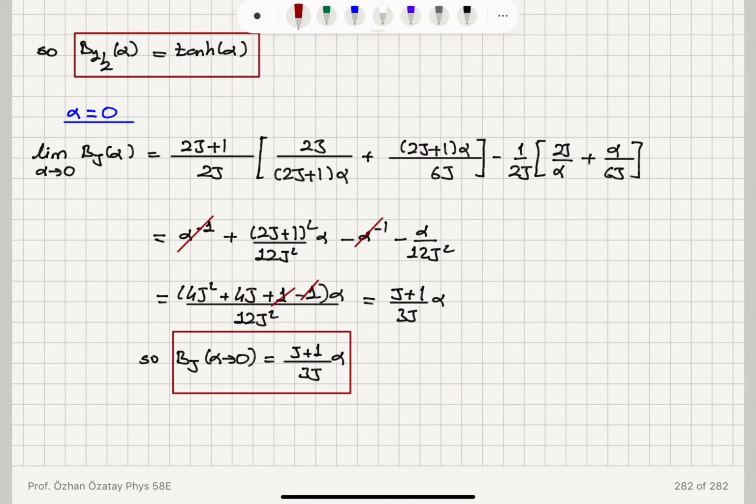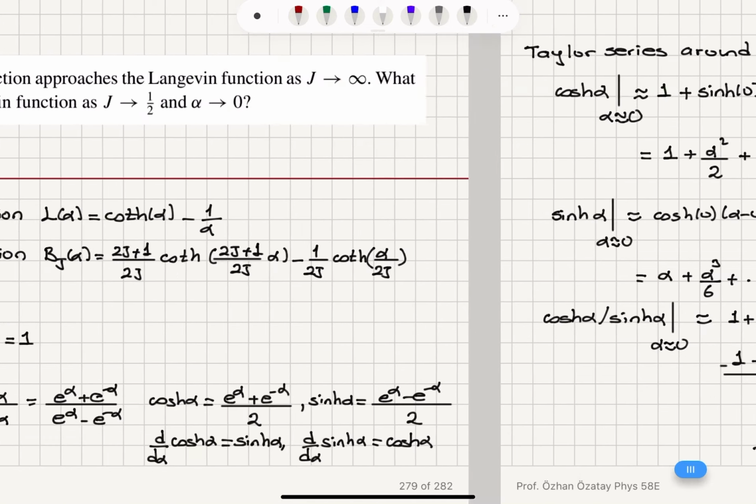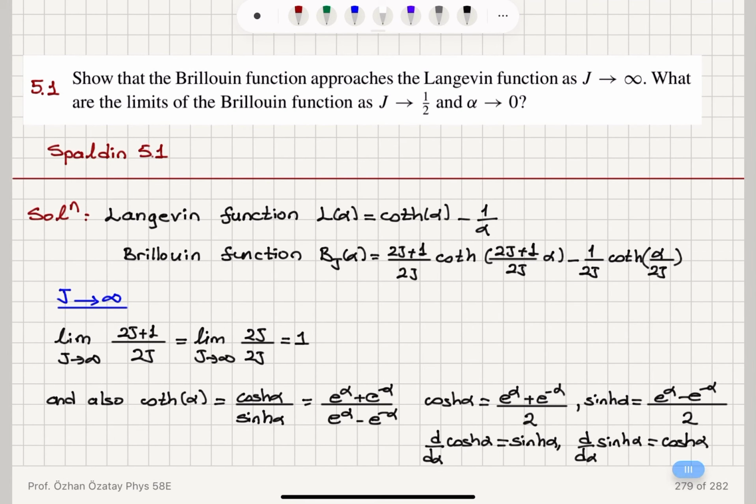All right. So in this problem, we looked at the limit of the Brillouin function in the classical case where j goes to infinity. You have an infinite quantum number. And then we looked at what happens as j goes to 1/2 and alpha goes to 0. And we recall the Langevin function, the classical function, cotangent hyperbolic alpha minus 1 over alpha, and Brillouin function, 2j plus 1 over 2j cotangent hyperbolic 2j plus 1 over 2j alpha minus 1 over 2j cotangent hyperbolic alpha over 2j. So we do this in a few steps.